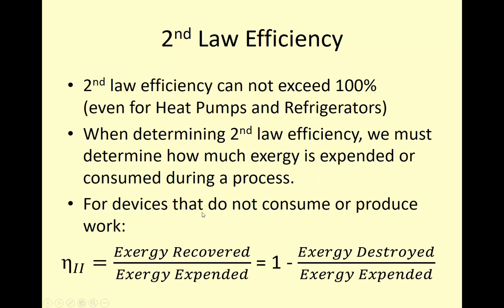When we're determining the second law efficiency, we must determine how much exergy is expended or consumed during a process. So for devices that don't consume work or produce work, we can also calculate a second law efficiency in the form of the exergy recovered divided by the exergy expended. And another way to look at that is 1 minus the exergy destroyed over the exergy expended. And again, the exergy destroyed is the same as the irreversibility of the process.